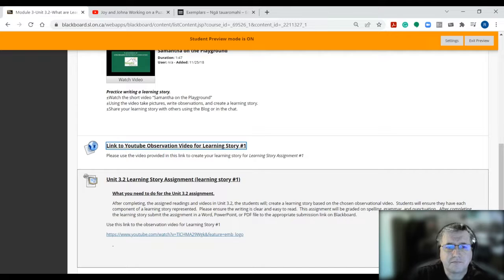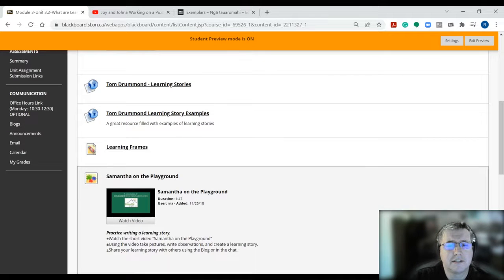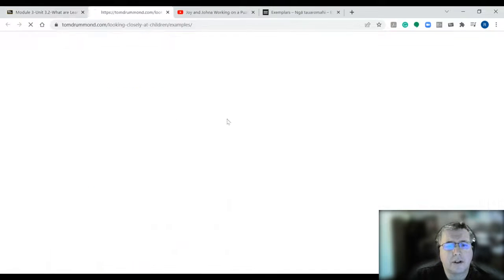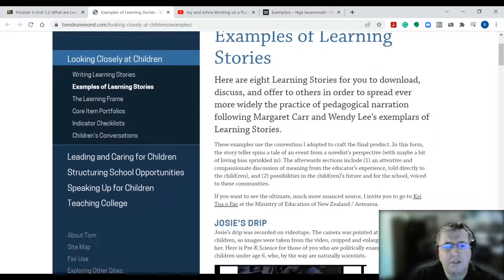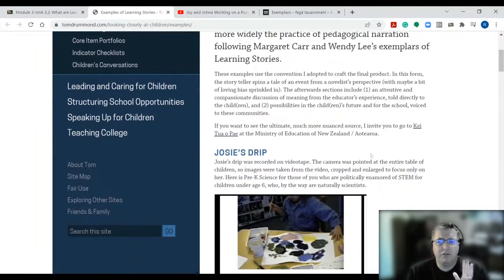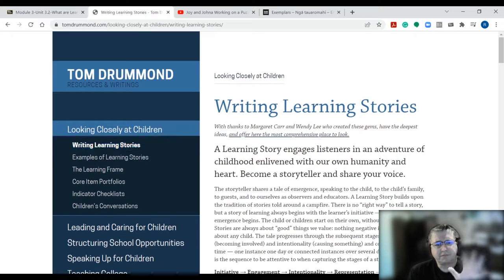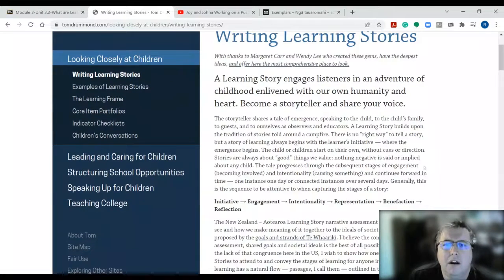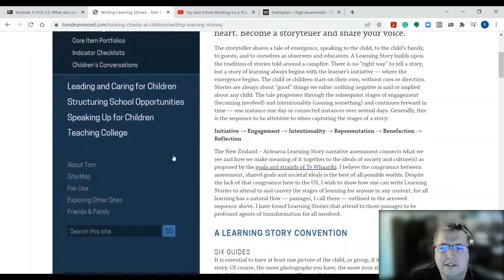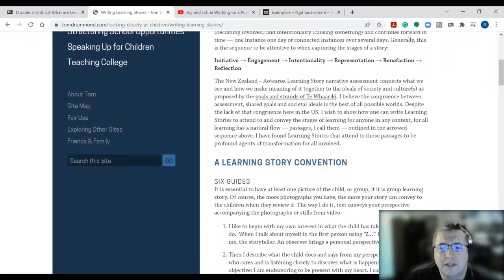Now, for learning stories, I want to go over a couple things. I want you to make sure that you do have a few different components to it. On this site, which is Tom Drummond's website, he talks about learning stories having 6 different components to it. All right. So what he talks about is 1, 2, 3, 4, 5, 6. But he breaks it down into a couple of different things.